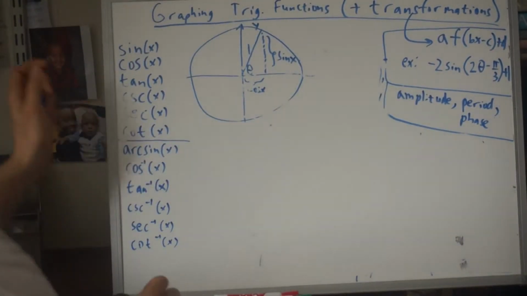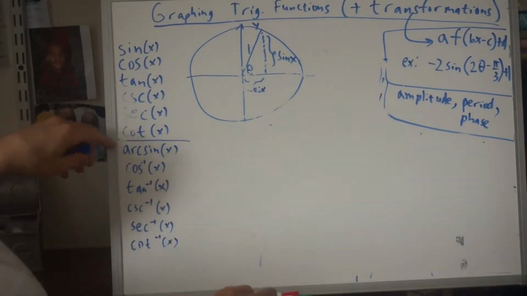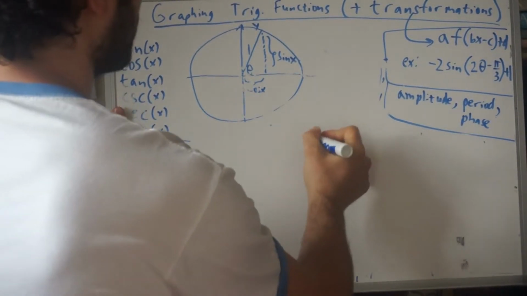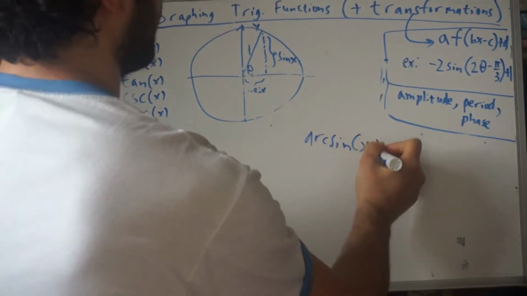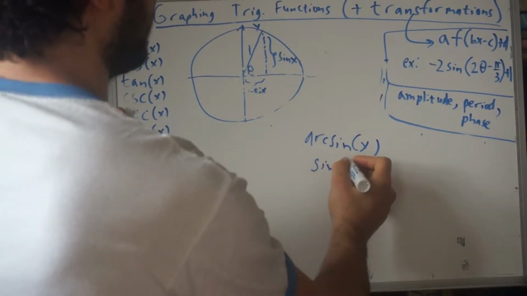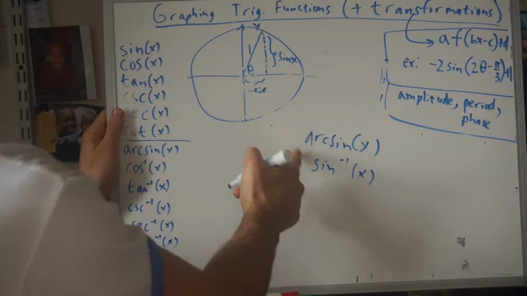So quick point on these arc functions. These are inverse functions. Arcsin x is also notated this way. These mean the same thing.